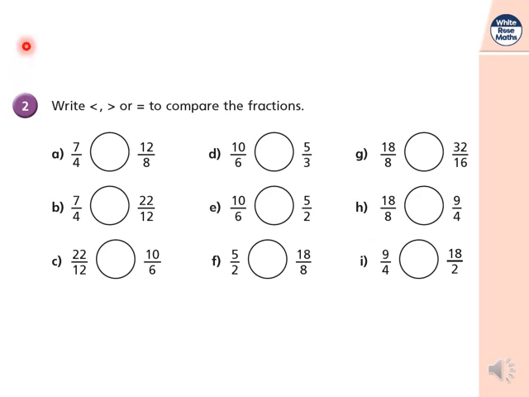Here's our next question. Again, it says write less than, greater than, or equal to compare the fractions. You can, if you want to, draw your fraction bar models, or it's looking at the denominators and the numerators and seeing, are they in the same times table? What could you do to change one to the other using your times tables knowledge? Pause the video and have a go.